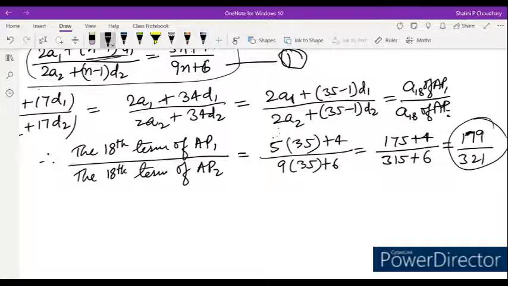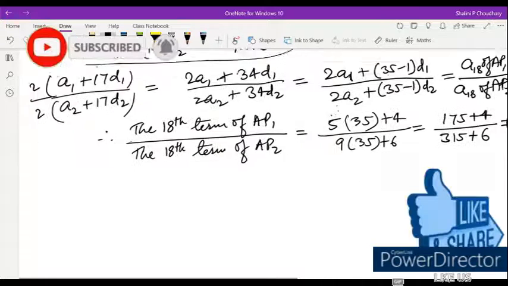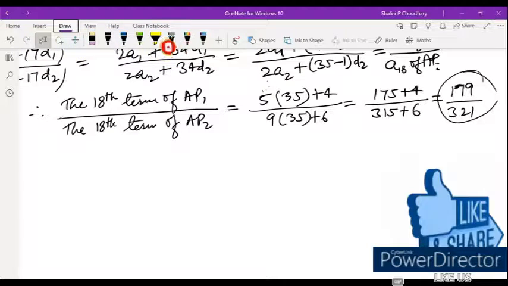Okay, so this will be the ratio of the 18th term of AP1 to the 18th term of AP2. I hope you understood the concept. I hope you understood the sums.